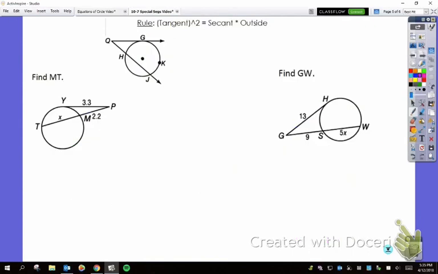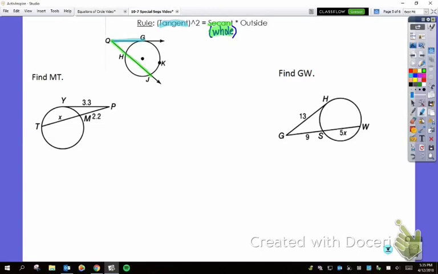This one we have a tangent line and a secant line. So just like we did on that last one, when we have this secant right here, we want to make sure that we're thinking about that whole secant times the outside. And that tangent is our tangent squared in our formula in a second. So our tangent would be where we hit our circle one time, like we talked about in the last video.